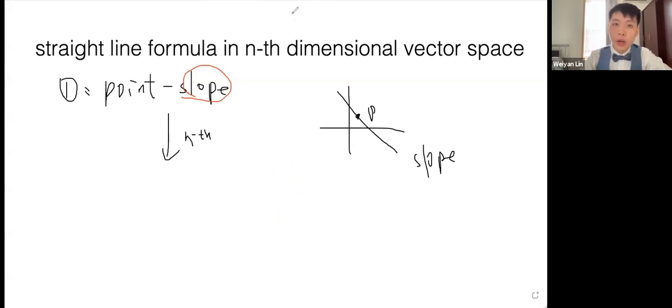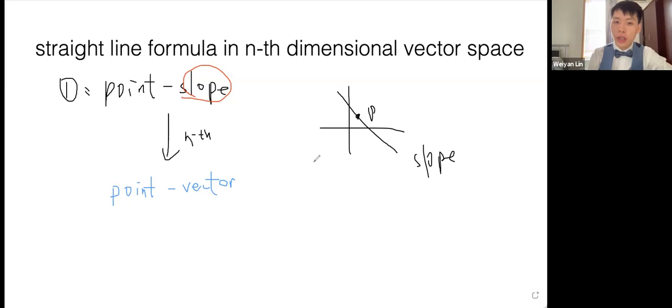So instead, we use the formula with a point and vector. Remember, a vector has information as the direction. So we use that information to represent the line, right?